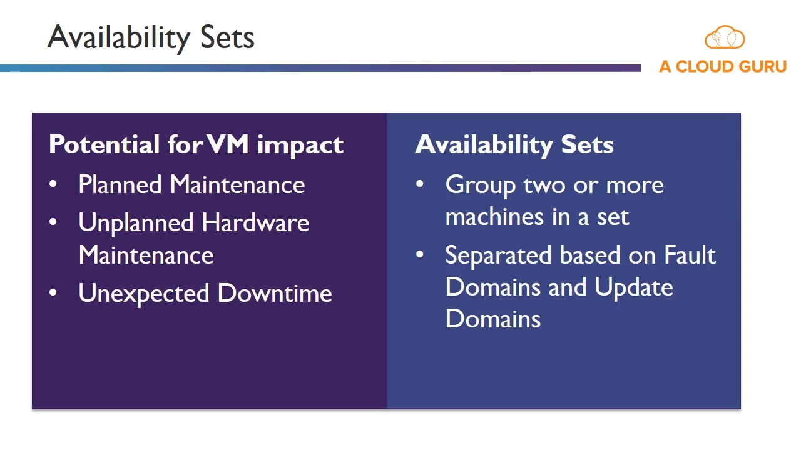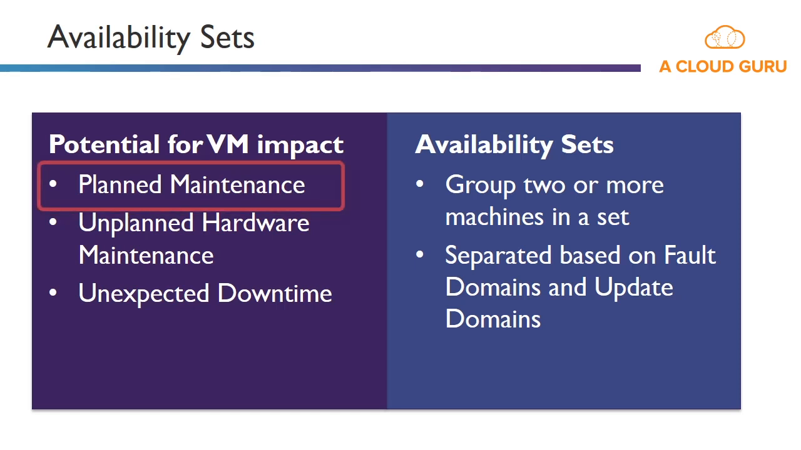Okay, so we know we need to plan for availability in Azure. How do we go about doing that? The mechanism Microsoft uses for that is availability sets. Before we can decide how to use them, let's understand our potential for VM impact first.